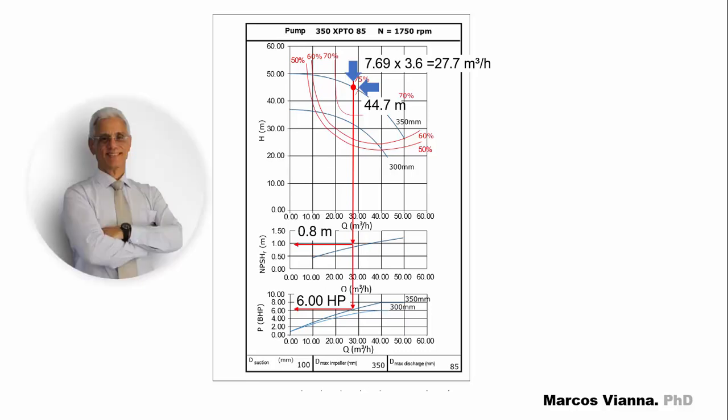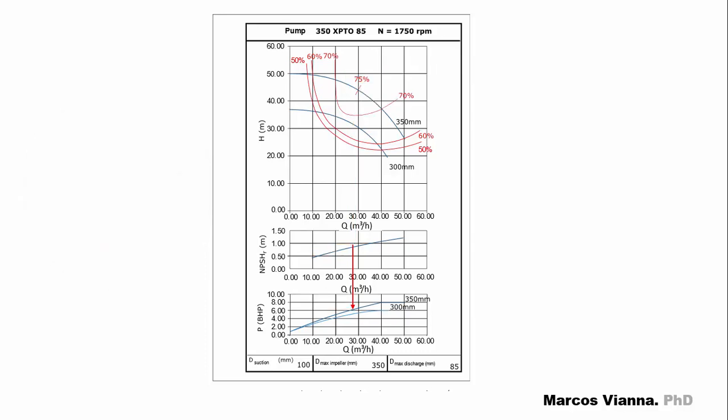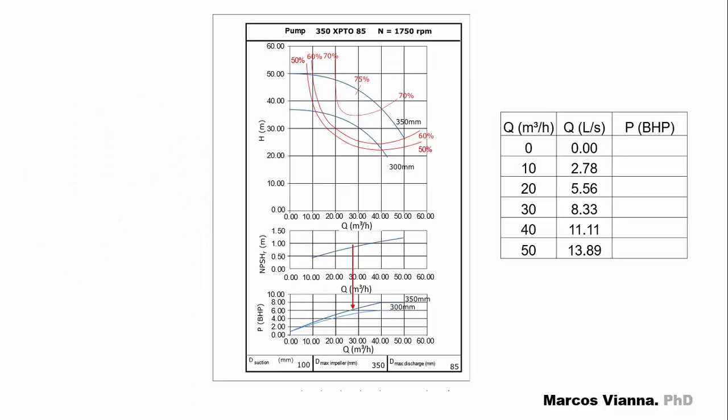But we can find these values from expressions that we can obtain from these curves, just like we did for the H versus Q curve. Let's start with the BHP curve. We select some values of Q and transform them from cubic meters per hour to liters per second. Here are the corresponding values of P.